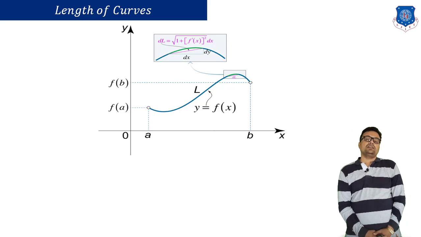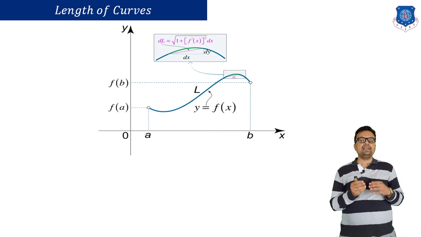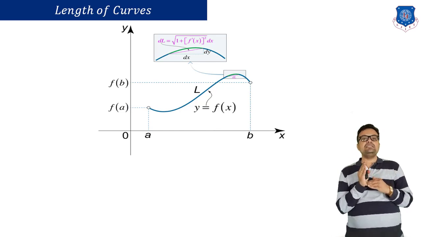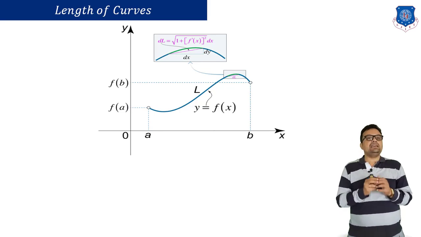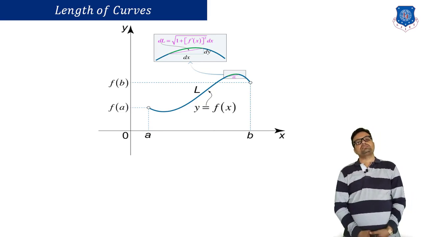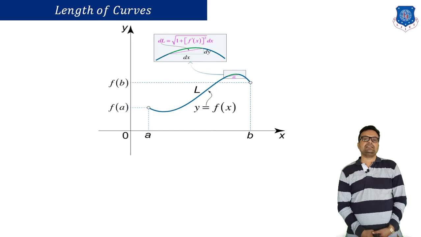So here, small deviation in x is dx, small deviation in y is dy, so the ratio is dy by dx, and therefore that small length dl is root of 1 plus f dash whole square dx.